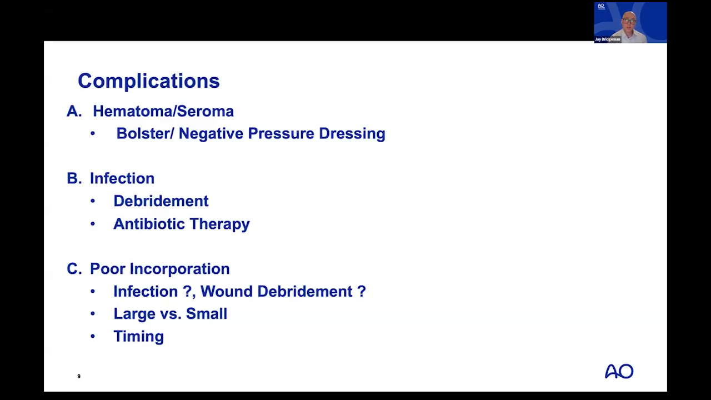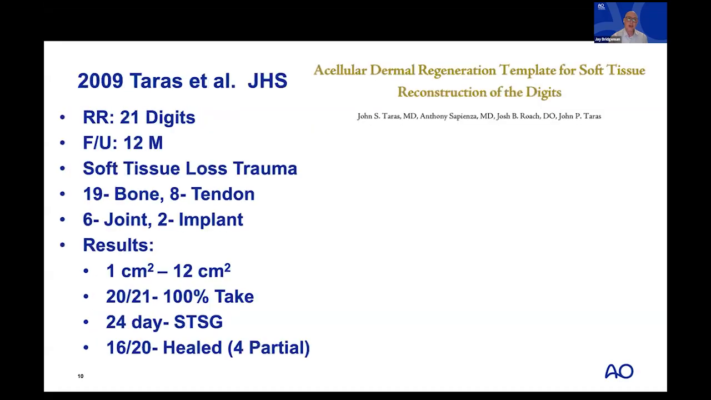Sometimes the poor incorporation is over a large area of the bilayer, or it's just smaller areas. If it's a small area, you can continue to wait over time because often the process of neovascularization is not uniform across the entire bilayer. So you'll see some incorporation that develops, and then you're waiting for some of the other smaller areas to incorporate, which could occur later. So it's important to think about the timing.